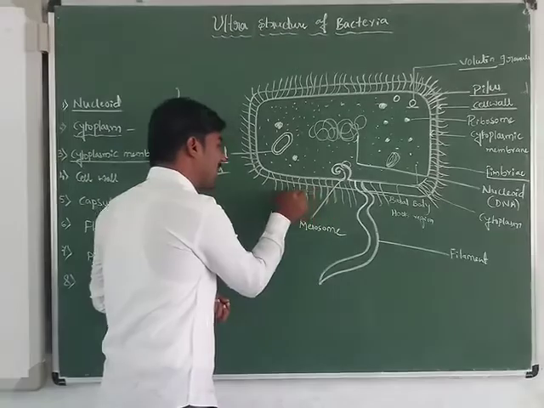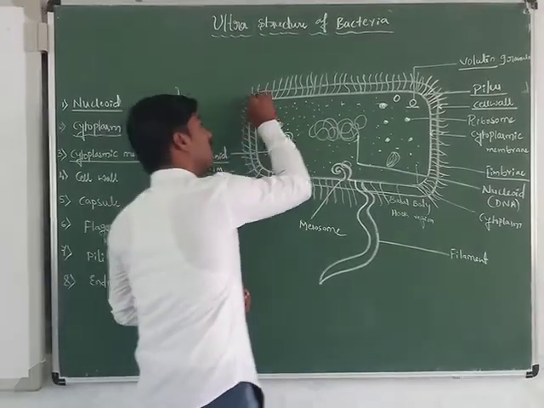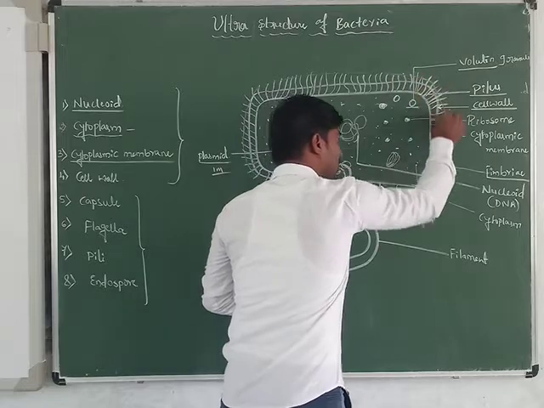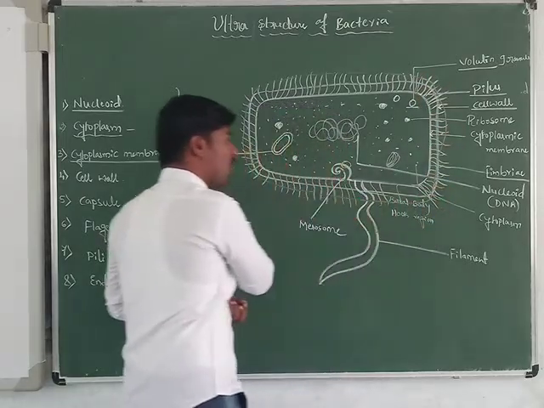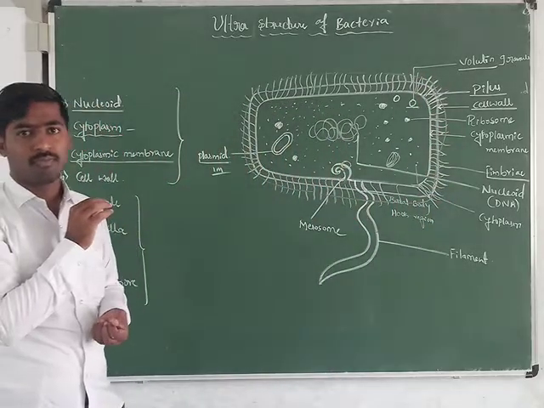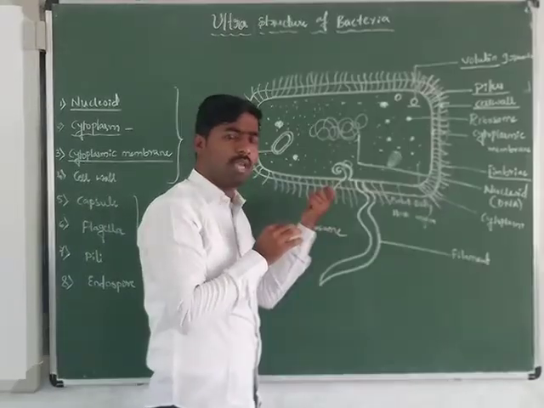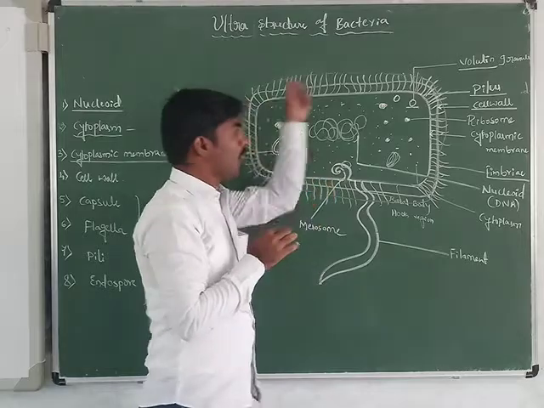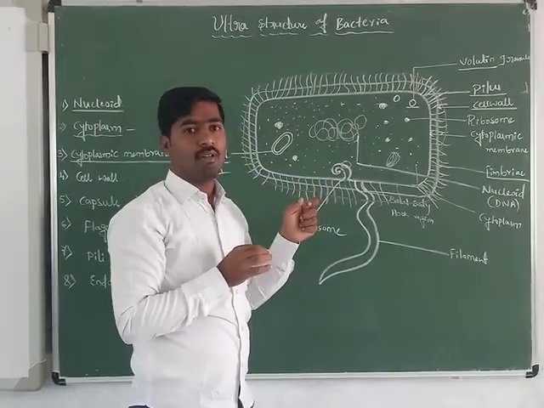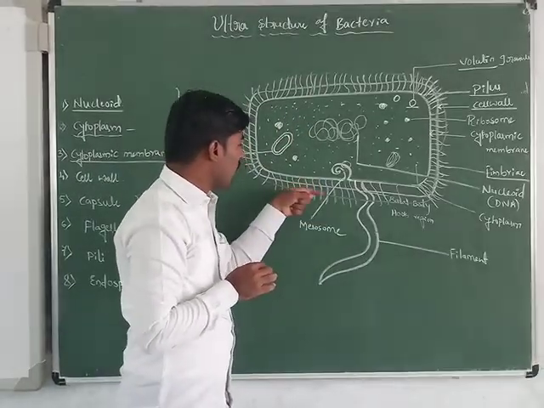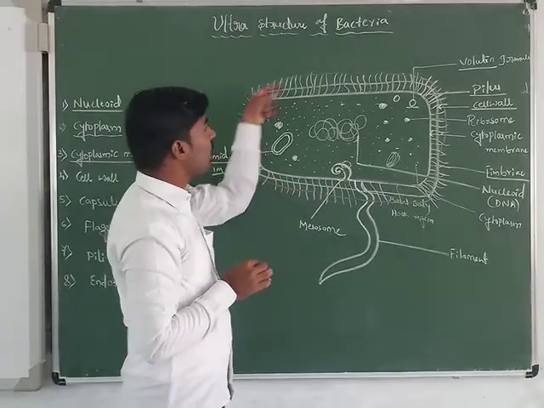This cell wall is surrounded by one gel-like structure. This is called the capsule. The capsule is helpful for the protection of the bacteria cell. A gel-like capsule is formed around the cell wall.